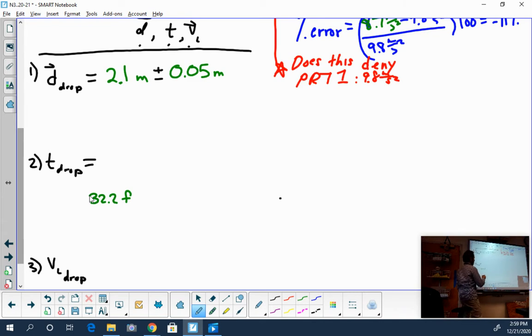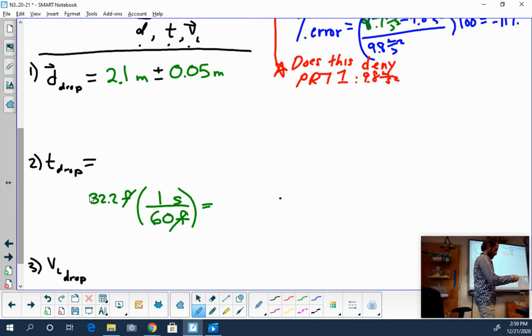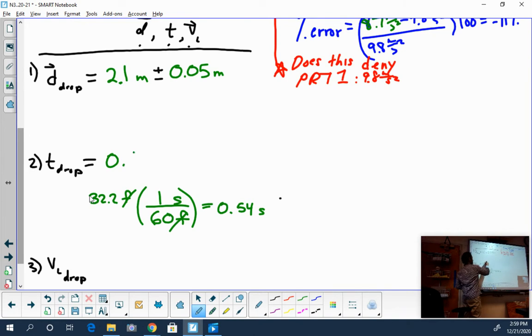We can turn that into seconds, by the way. So frames, seconds. This one was 60 frames per second. Let me use a calculator. 32.2 divided by 60 is about 0.54 seconds. We probably cannot do better than 2 sig figs here. So I think my best guess at my time is 0.54 seconds. But you've got a plus or minus.